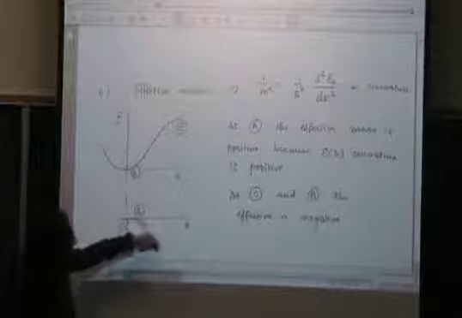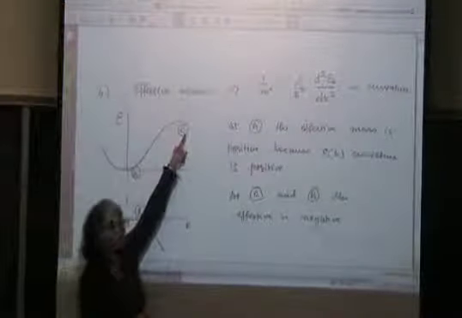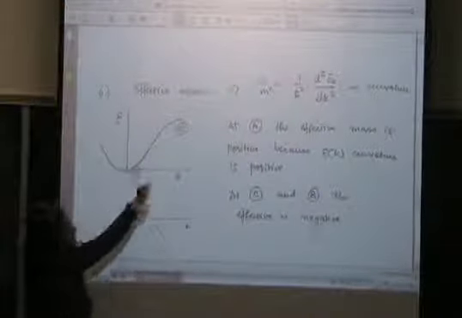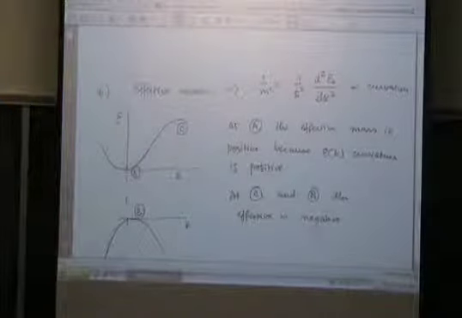If it's negative, either due to holes or at the top of a band, these are the two places where it could become negative, at B and at C. And then typically the mass will depend on the curvature, but if it is due to band structure, the magnitude of the mass will be less than 1.